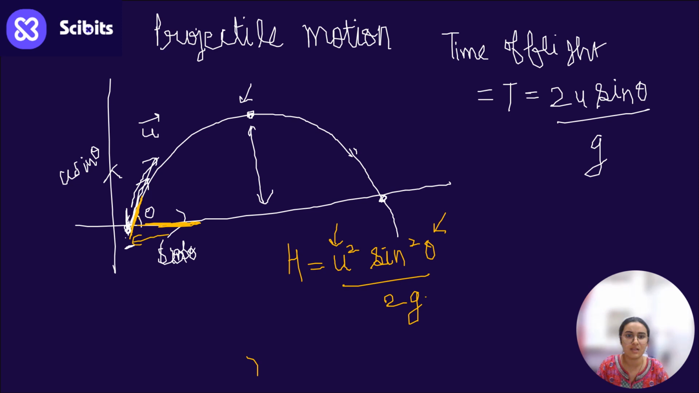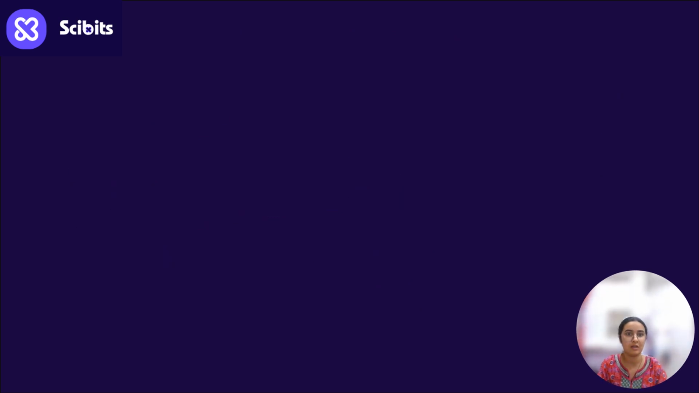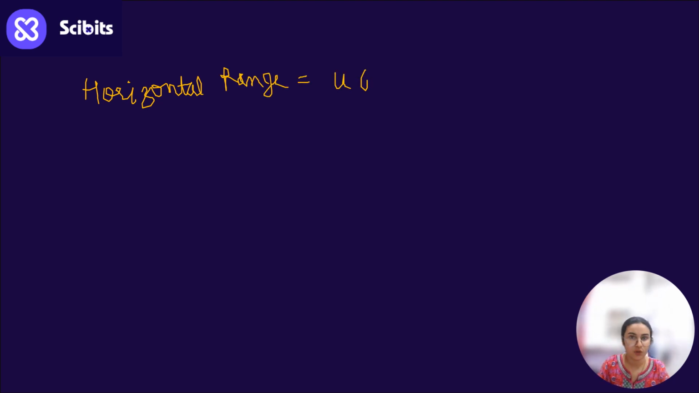And this is the distance, which is also known as the horizontal range. If you have to calculate the horizontal range, then the formula is u square sine 2 theta upon g. Okay, great.